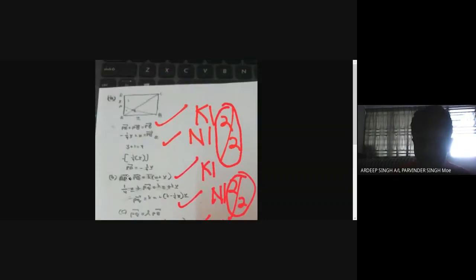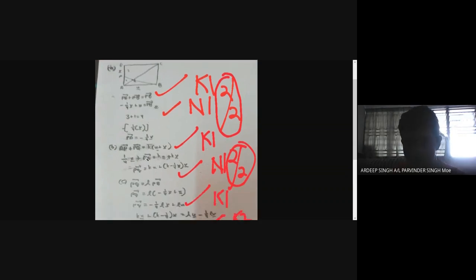Alright, and you can see the marks. When you get 2 marks, that means you must write it down. After that, when you get the answer, you get 1 more mark. When you have this one, you must write it down. Then only you can get 1 more mark for the answer.